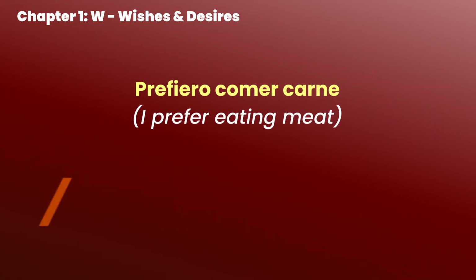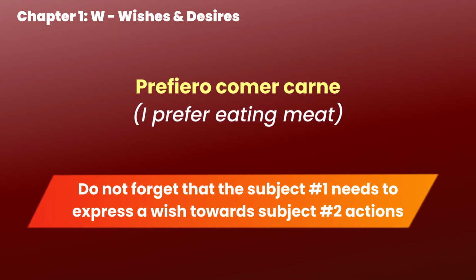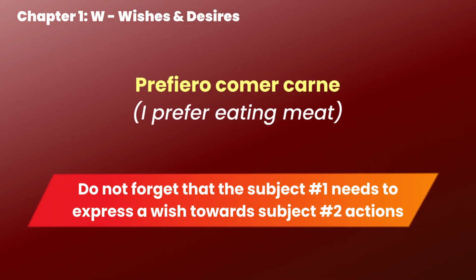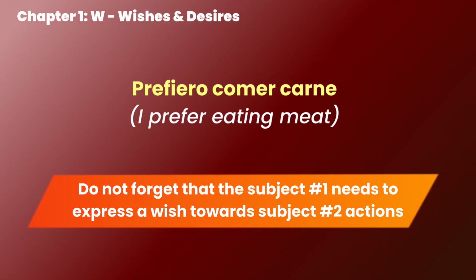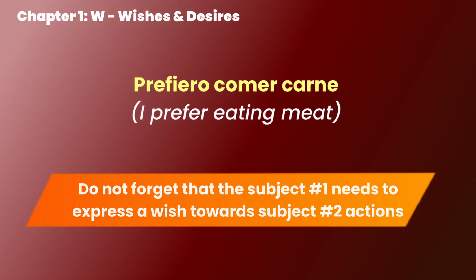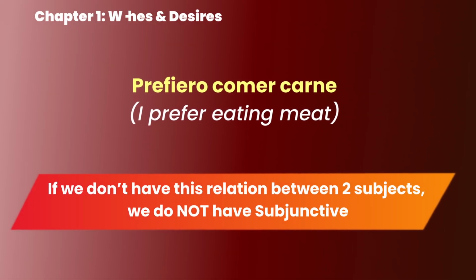Infinitive, not subjunctive. I just want to make sure that you understand that these trigger verbs we're talking about in this video will trigger subjunctive only when we have a two-subject structure. Do not forget that the subject number 1 needs to express a wish towards subject number 2's actions. If we don't have this relation between two subjects, we do not have subjunctive.